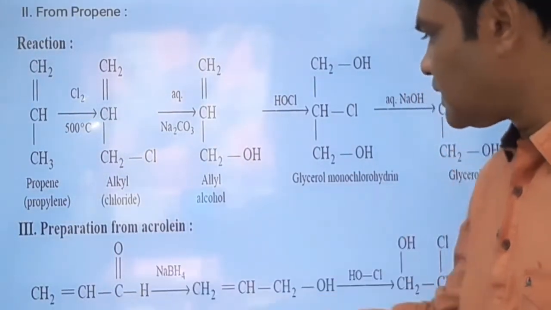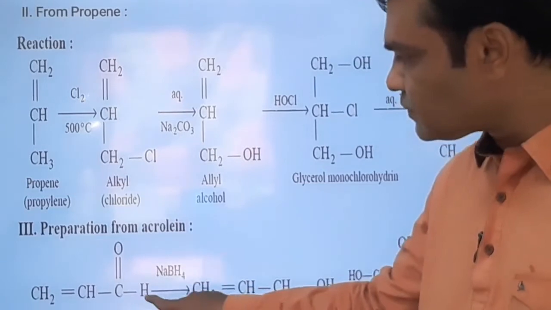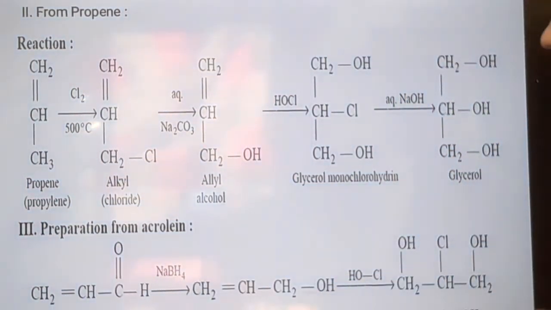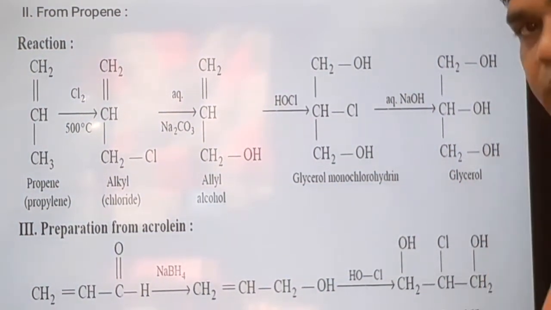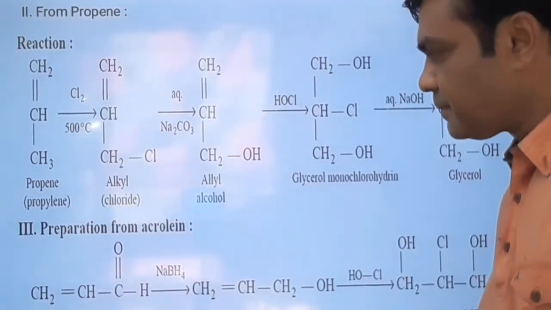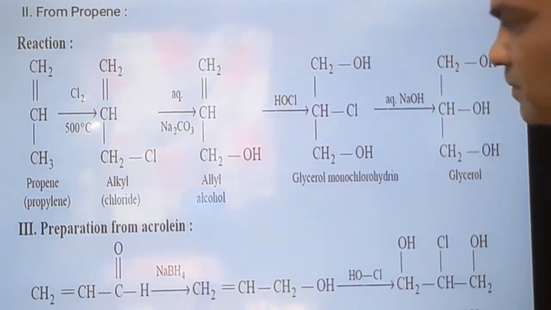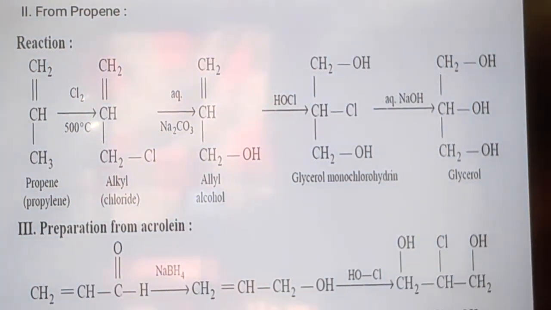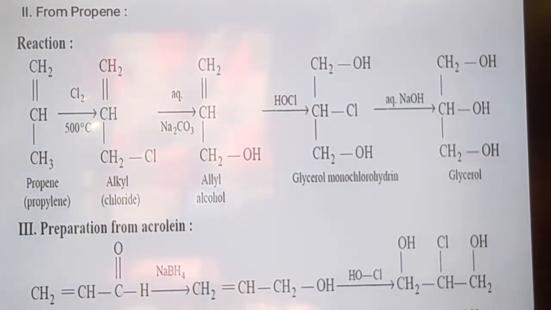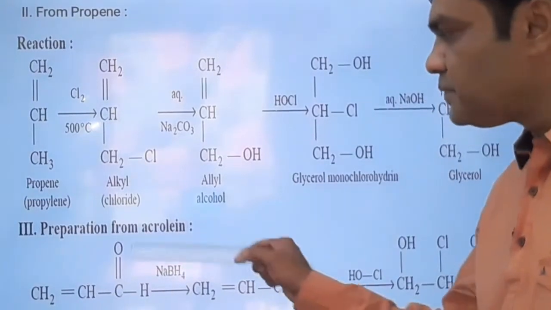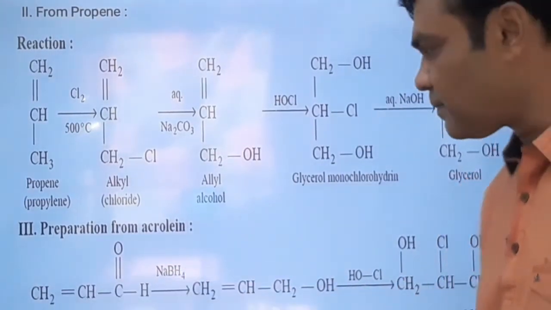CH2 single bond OH. CH is already there, 1 hydrogen is added, so CH2 single bond OH. Okay. What is the speciality of this sodium borohydride reducing agent? It doesn't add across the carbon-carbon double bond. If instead of sodium borohydride I use lithium aluminum hydride, then it is a powerful reducing agent which can reduce the carbon-carbon double bond also. But being a mild reducing agent, sodium borohydride only reduces the carbonyl group, not the carbon-carbon double bond.